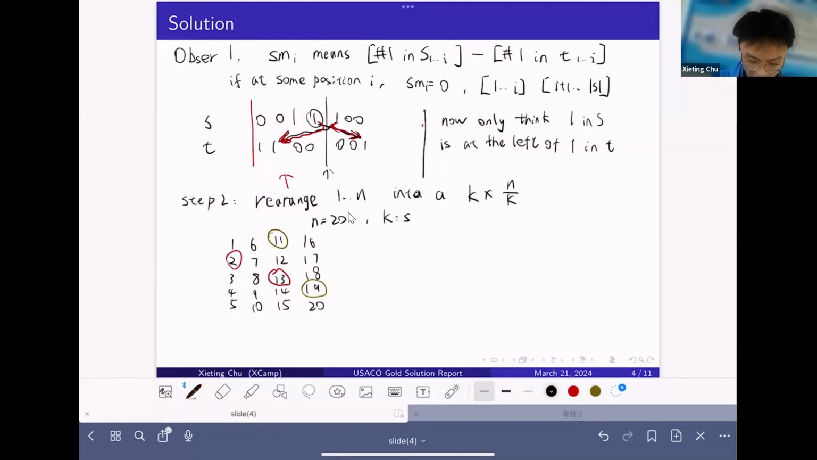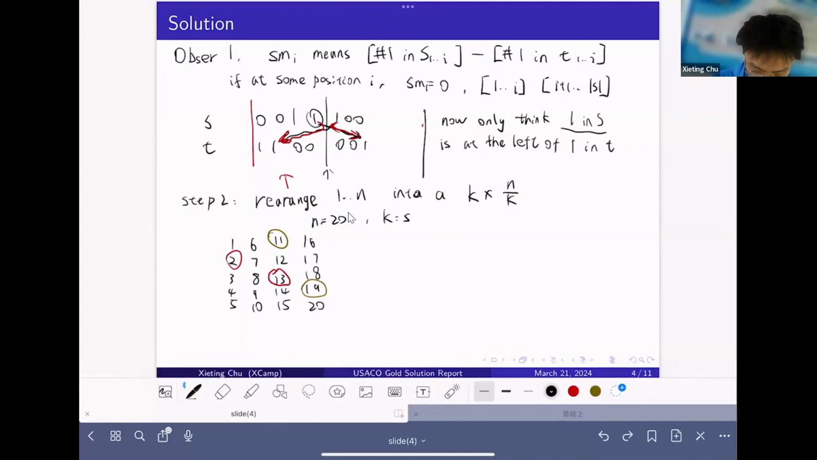Okay. After this rearrangement, what can we notice? For each one in red, if we want to swap it, as we talked about before, we only think of the 1 in S that is at the left of the 1 in T. So each 1 in S will only be swapped to the right of it, to a position bigger than it. So it can only be swapped to these positions. For example, for this 13.